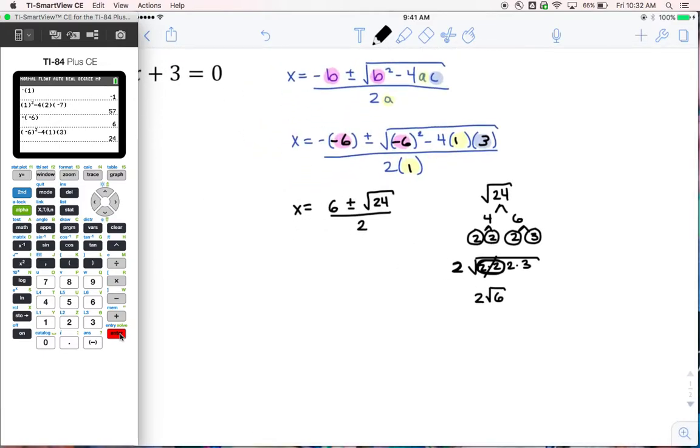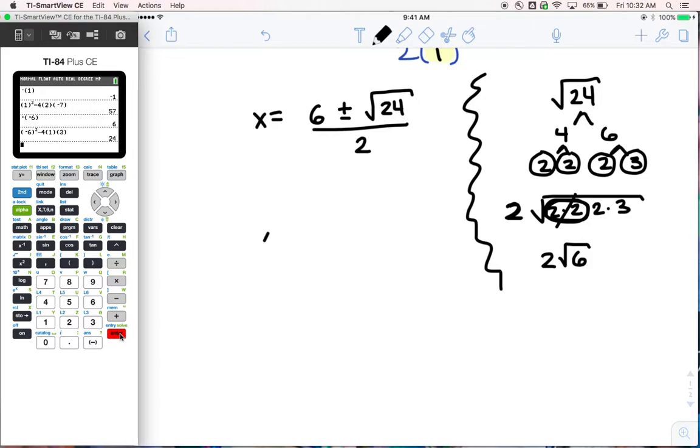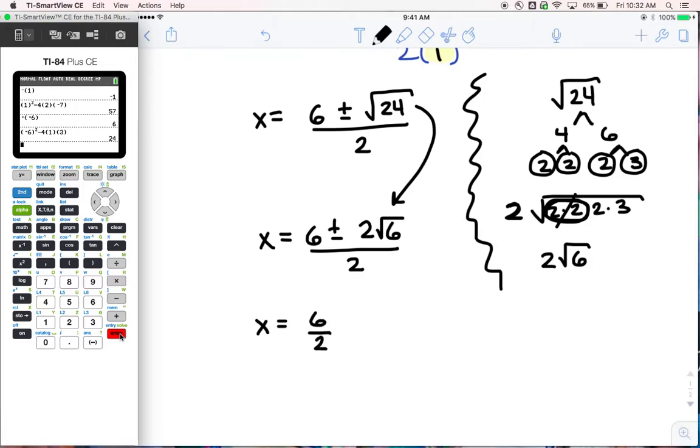Now let's look at what happens in our problem. I'm going to write x equals 6 plus or minus, and instead of the square root of 24, I'm writing 2 square root of 6. So let's draw a little arrow. This became 2 square root of 6, and all of this is over 2. And now we ask ourselves, is there anything else I can do to simplify? And there is, because each of these has an even coefficient, so I can divide them both by 2. Let me show you what I mean. I can split this up: 6 divided by 2 plus or minus 2 square root of 6 divided by 2.